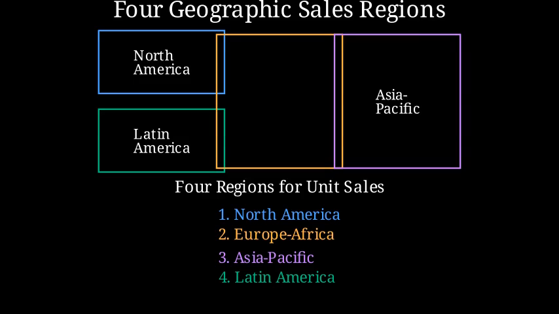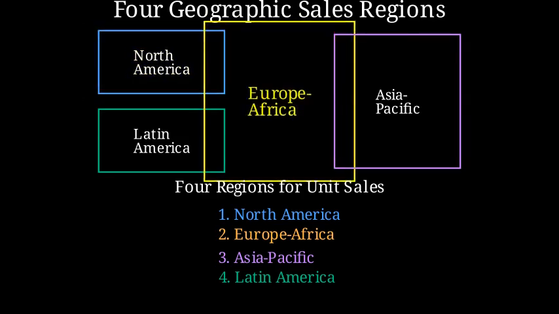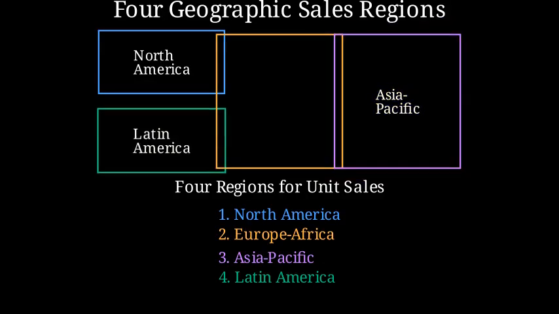Let's quickly cycle through the regions again to lock them in. North America, Europe-Africa, Asia-Pacific, Latin America. Recap time. The company sells action cameras and unmanned aerial vehicle drones in exactly 4 geographic regions. North America, Europe-Africa, Asia-Pacific, Latin America. If you remember these 4 blocks, you can quickly interpret any sales report for this company.